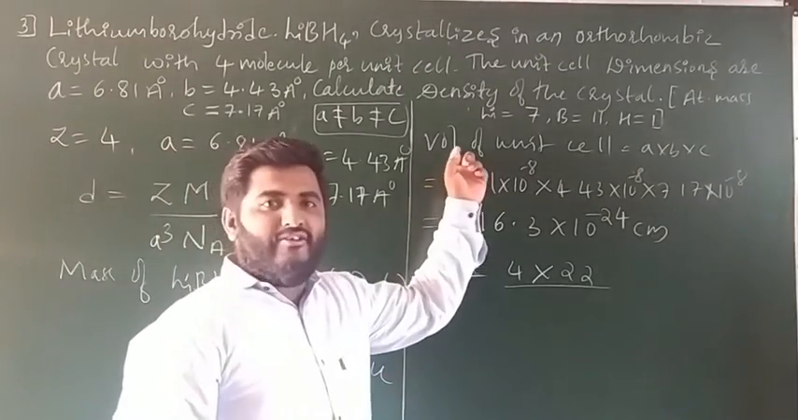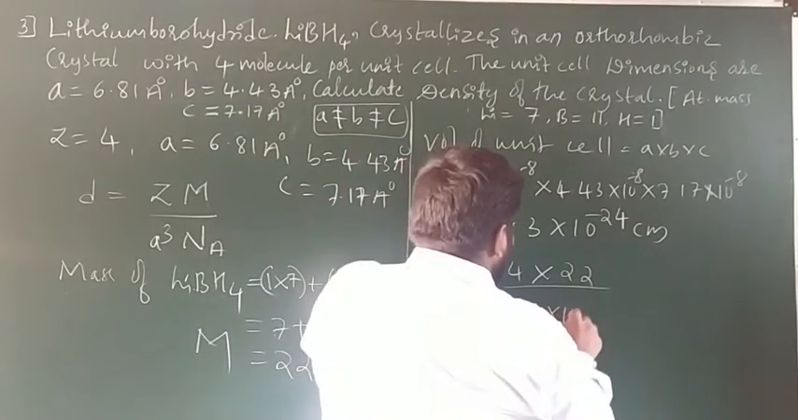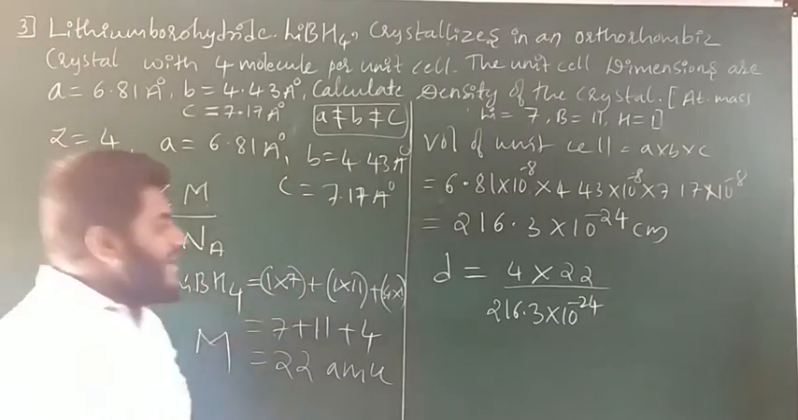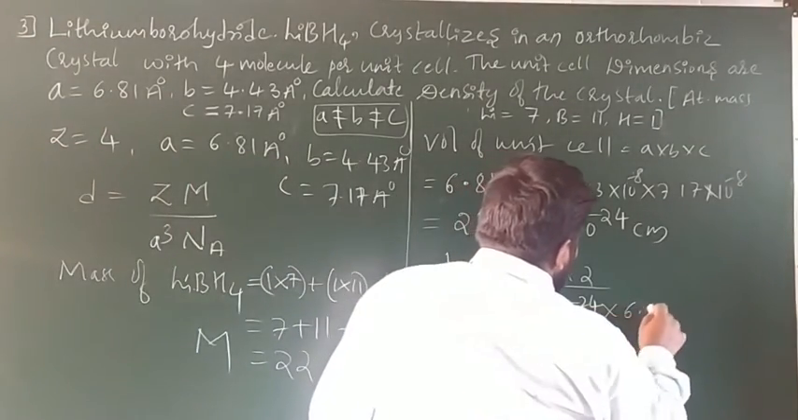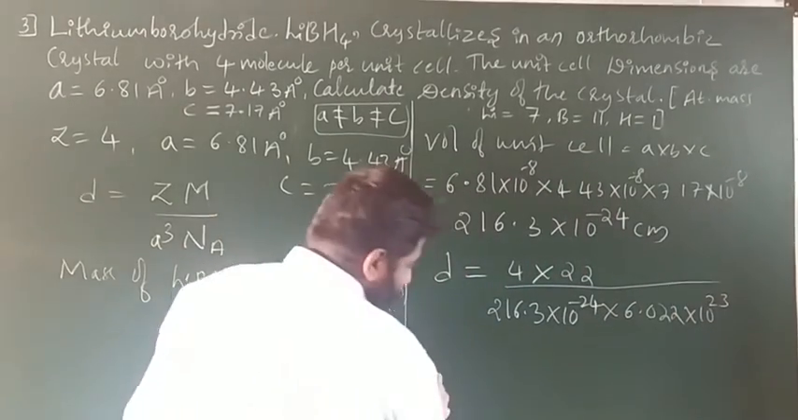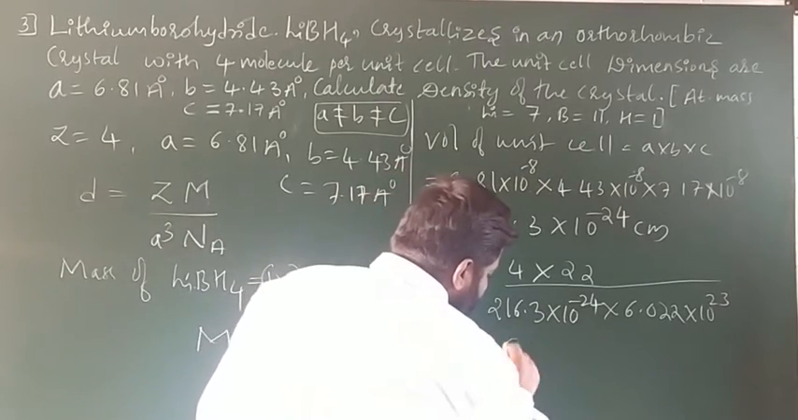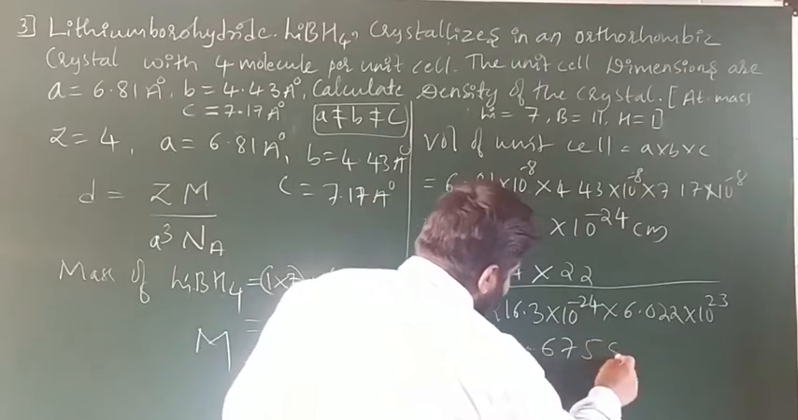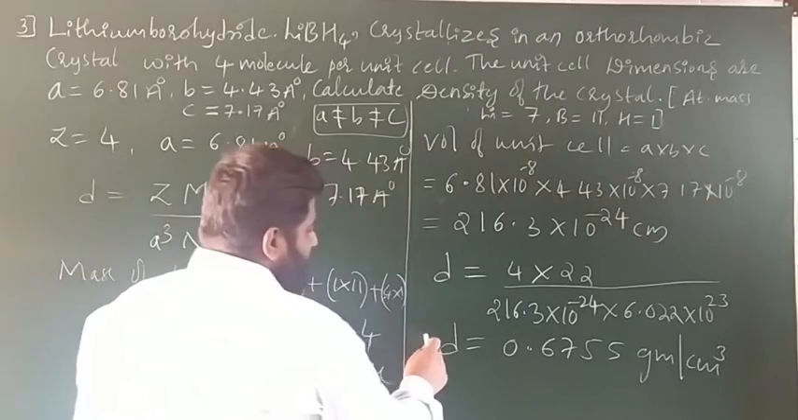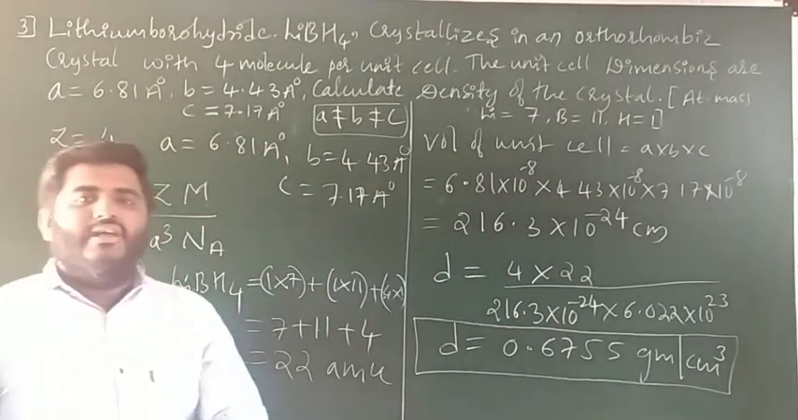How much is the volume of the unit cell? A into B into C, already we have calculated. How much we got? 260.3 into 10 to the power minus 24. Next, into Na is there. Na means Avogadro's number, 6.022 into 10 to the power 23. So by calculating the entire thing, we got the answer as D is equal to 0.6755 gram per cm cube. What is the unit, guys? Gram per cm cube. So this is the density of the unit cell.